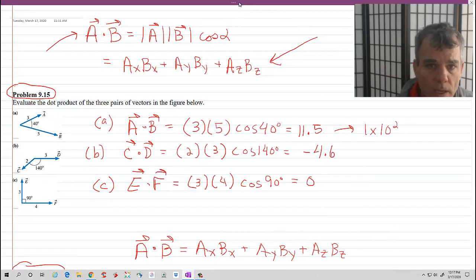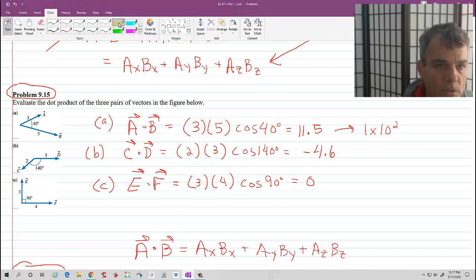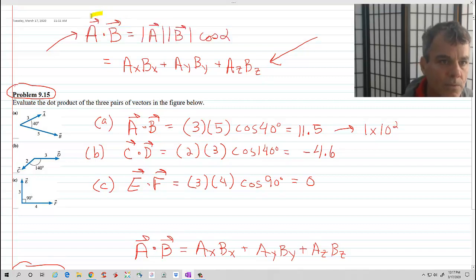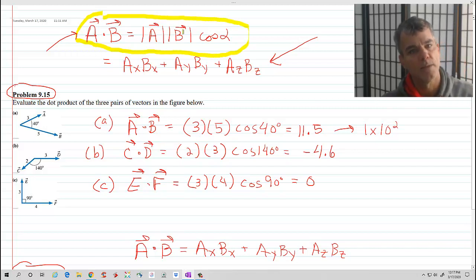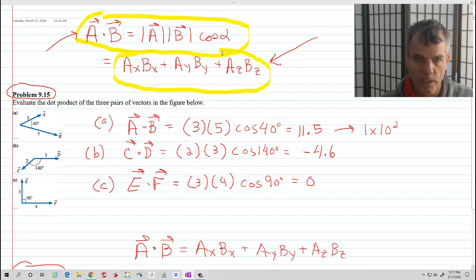Two ways of calculating the dot product between any two vectors. The first one is if you're given the magnitude of each vector and the angle between them. It's just the magnitude of A times the magnitude of B times the cosine of the angle between them. If instead you're given A and B in terms of x, y, and z components, then it's ax bx plus ay by plus az bz. The two are equivalent. That's it.